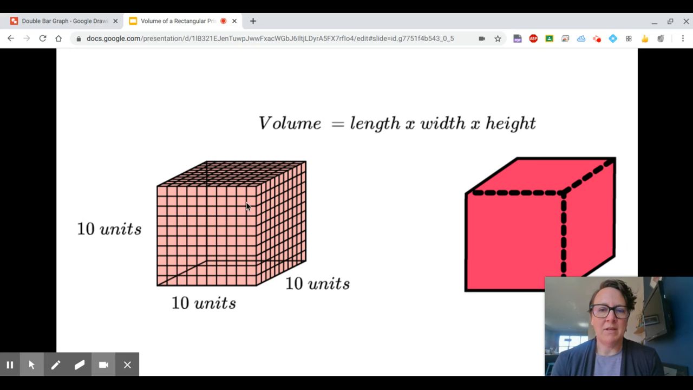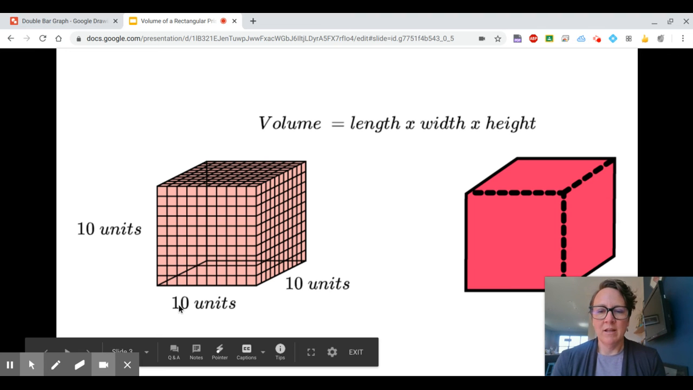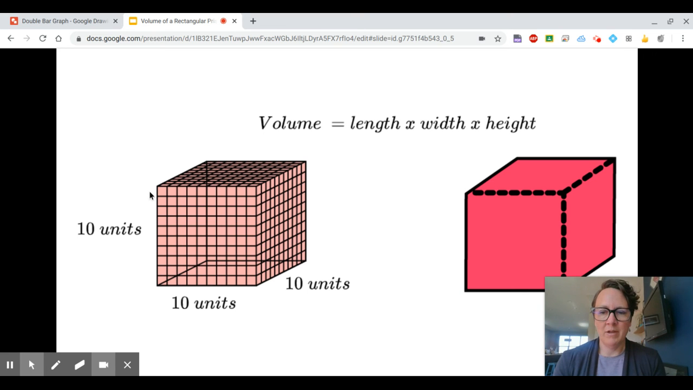That means something like even the base 10 blocks that we use. If we look at the big one, which is the thousands unit, you're looking at the length of 10, the width of 10, and then 10 of those layers going up for the 10 in height. That's what makes the 1,000, 10 times 10 times 10.